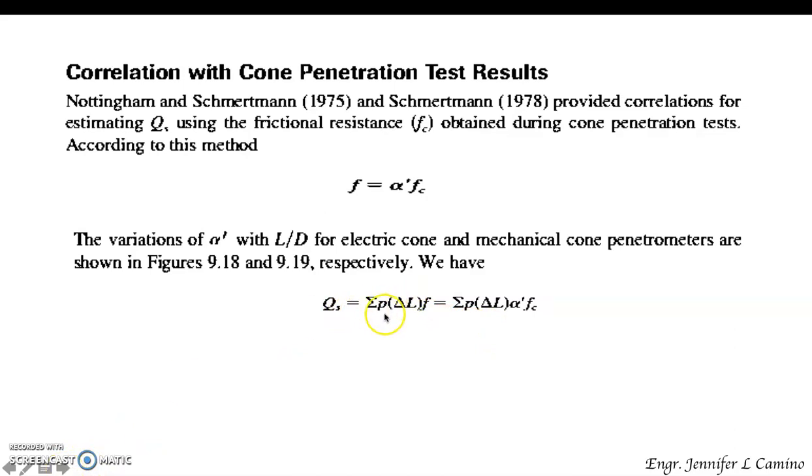So basically, that is now our skin friction, equal to this equation. Of course, you have the summation of P times delta L times our F, or that can be equivalent to the summation of P times delta L times alpha prime times our F sub C. F sub C is the frictional resistance that was obtained from cone penetration test.